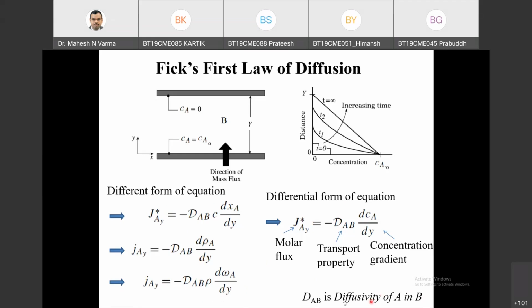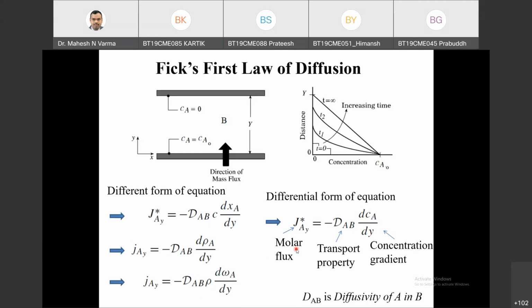where D_AB is diffusivity. Certainly the magnitude of D_AB depends upon the system also. It will be different actually. So whenever you are using some data book, you should take into account the unit of diffusivity. Just the magnitude of diffusivity is not important. The unit of diffusivity will give you a hint whether this diffusivity is for mass form or molar form.